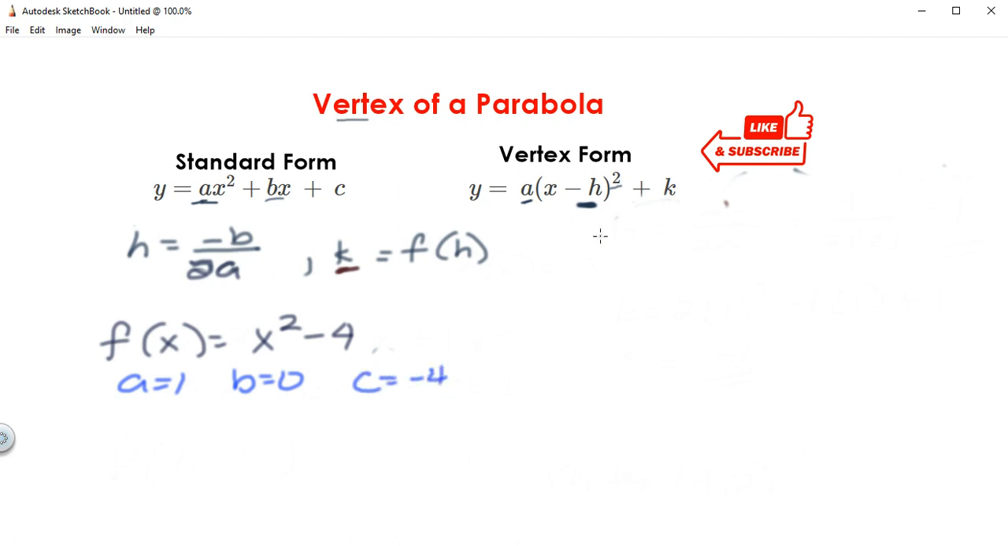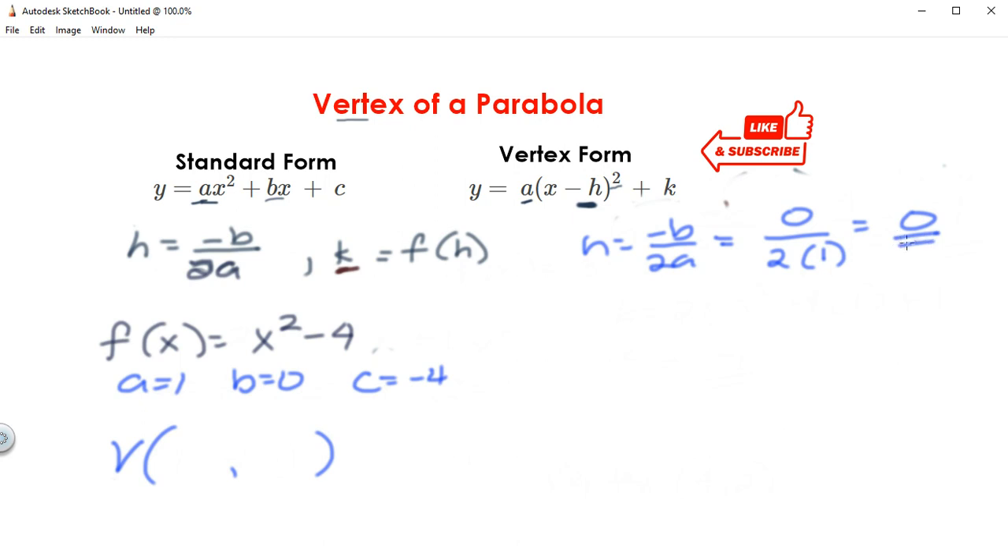So if you want to find your vertex, you're going to have an h comma k. Let's find your h. That's negative b over 2a. So that's negative of 0, which is just 0 still, over 2 times 1, which is going to be equal to 0. That's your h. And then your k is f of h, meaning you substitute this 0 into that equation. So that's 0 squared minus 4, which is equal to negative 4. So therefore, your vertex is 0 comma negative 4.